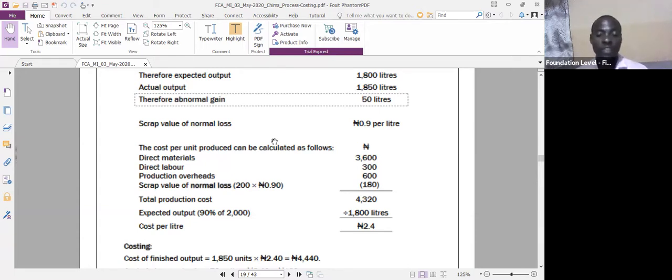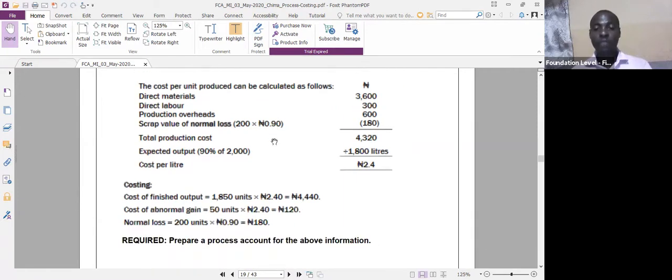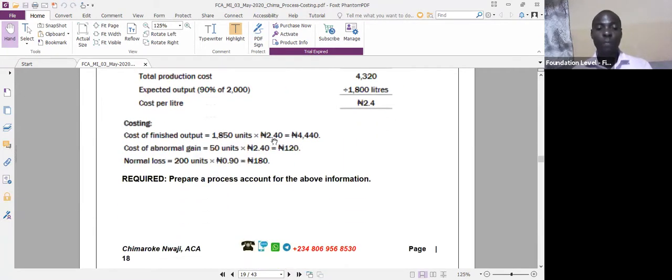So in the first example, there was no normal loss. So we have no 180 or any value to be deducted from the 4,500. But now we do. We have normal scrap value 180, and you get your total production cost of 4,320. When we divide all this by our expected output, we are getting 2.4. So you see, it has improved to 2.4.